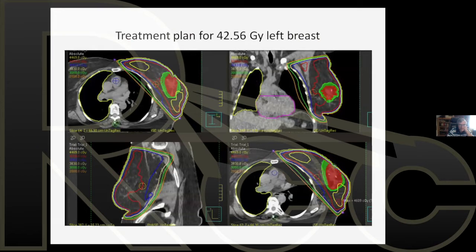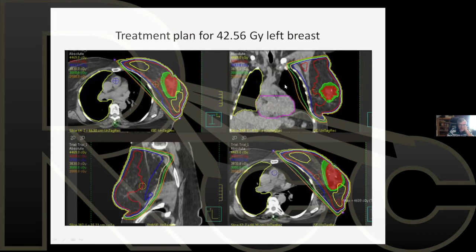This is what the plan looks like. And you can see some hot spots here and here. You see very nicely the tumor cavity because the patient had surgery, the lump was removed. This is where the tumor was. This is the PTV that the doctor drew around it to take into account all the uncertainties. And you can see the red line here very nicely covers the whole breast and falls off very sharply.